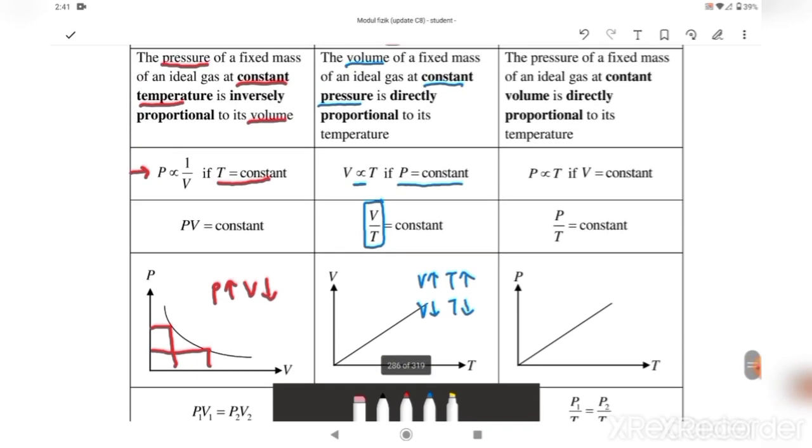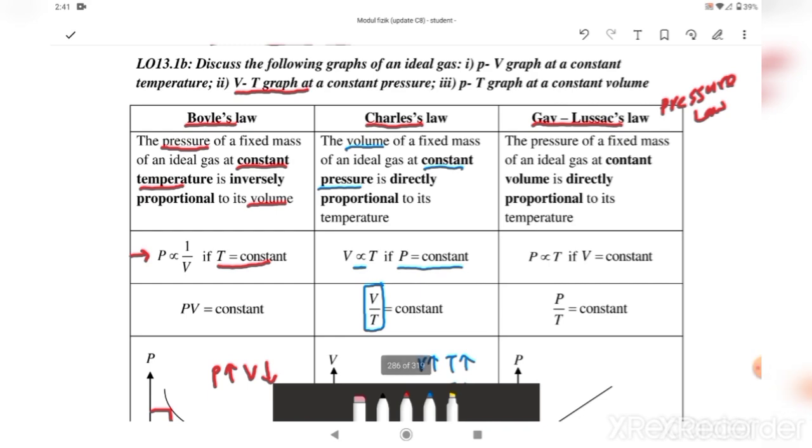Okay, so the last one is Gay-Lussac's law or pressure law. It states that the pressure of a fixed mass of an ideal gas at a constant volume is directly proportional to its temperature. So we can write this as pressure directly proportional to the temperature if V is constant. Or we can write it like this: P over T is equal to constant.